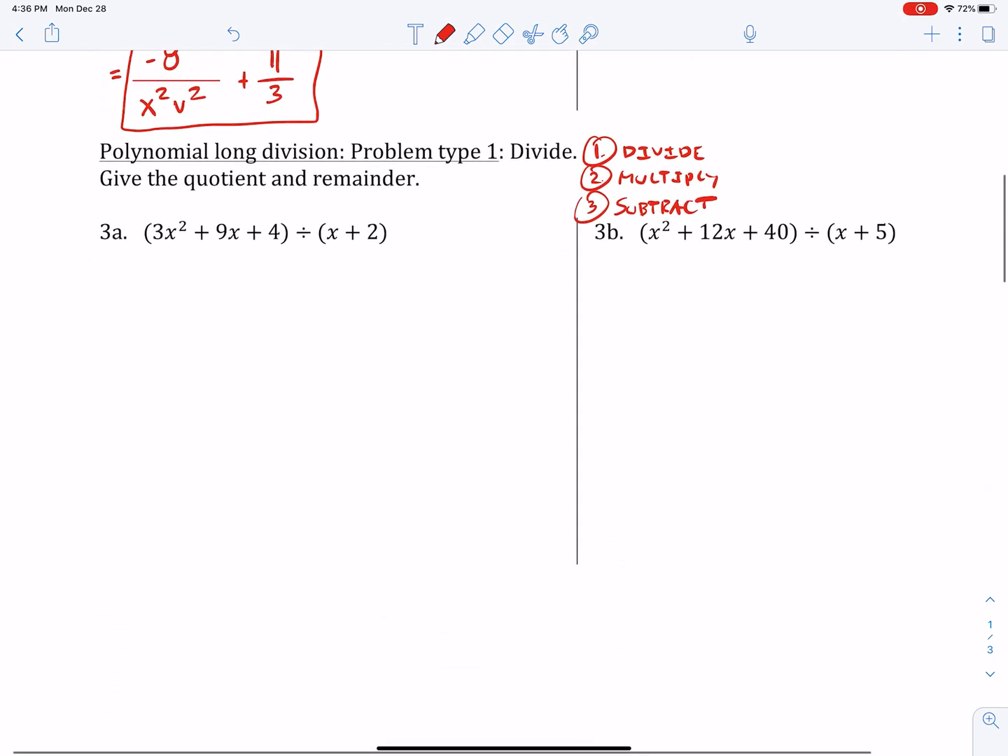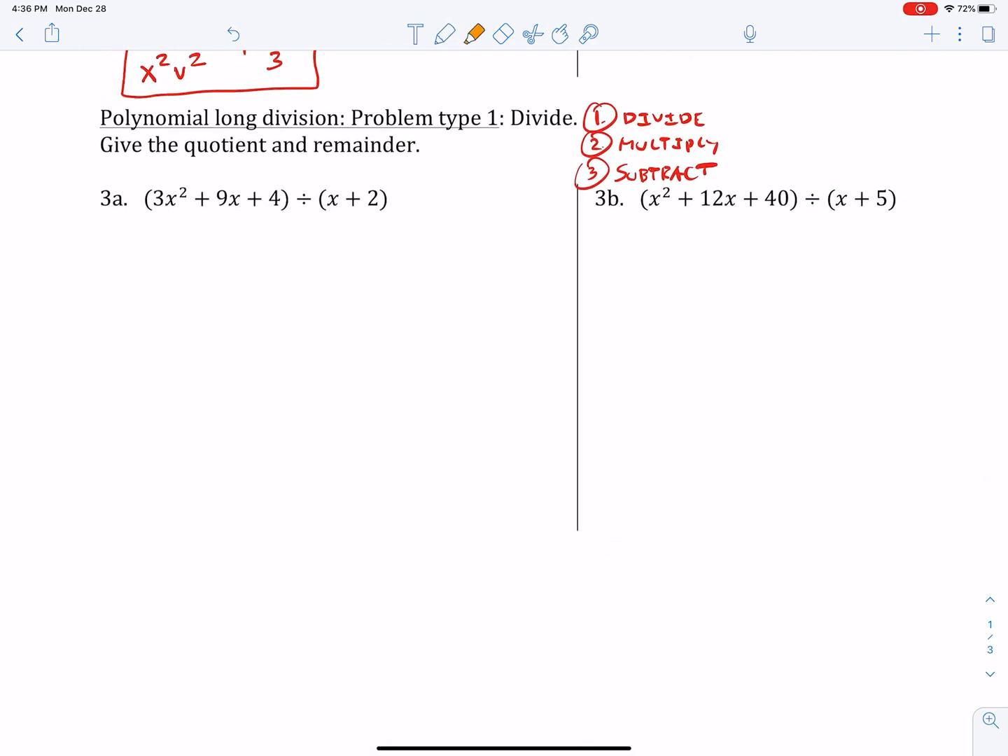Okay, here we have polynomial long division. Over to the right-hand side in red, I have listed some steps that we're going to utilize. We're first going to divide, then multiply, and then subtract. So the first thing we want to do is write out our divisor, which is going to be x plus 2. And then our dividend is going to be 3x squared plus 9x plus 4.